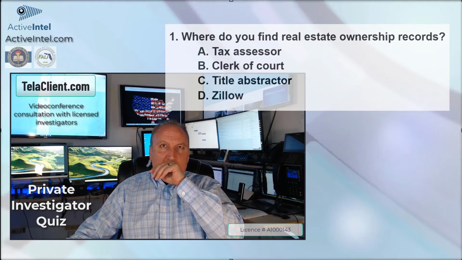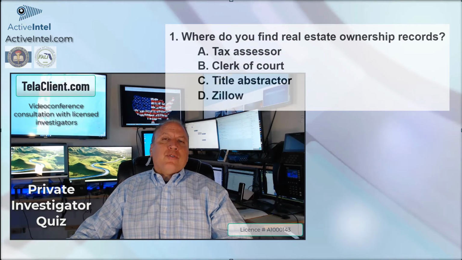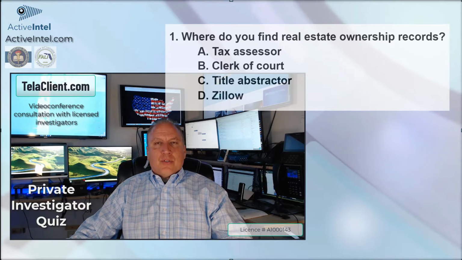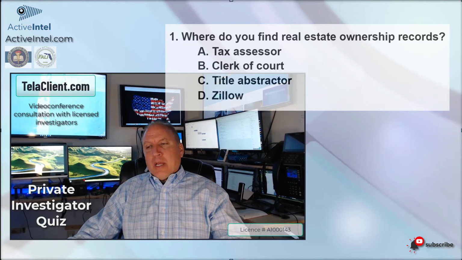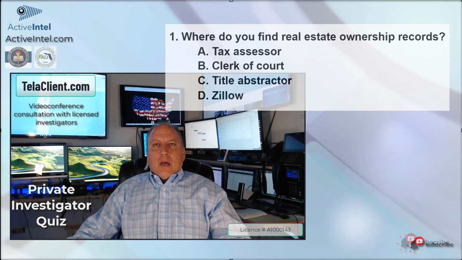First question is, where would you find real estate records? Multiple choice, 4 possible answers. A, tax assessor. B, clerk of court. C, a title abstractor. Or D, Zillow. So we'll give you a couple seconds after each one to formulate an answer. If you want more time, you can hit pause. So let's take a look at this one.